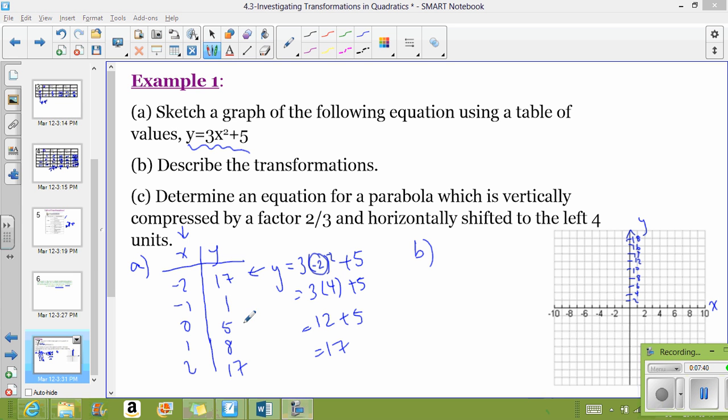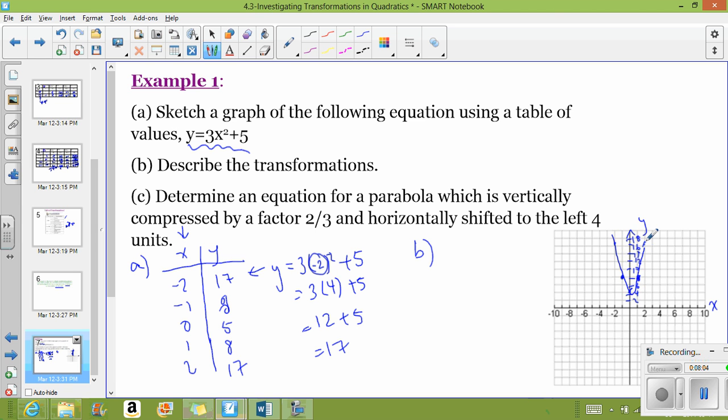So hopefully you got that filled in. Sorry, this should be 17, 8, 5, 8, and 17. And notice that there's a pattern here with symmetry. So if you plot these points, (0, 5), (1, 8), (-1, 8), (2, 17), (-2, 17), and then you can graph your parabola. And so that's the first part, using the table of values.